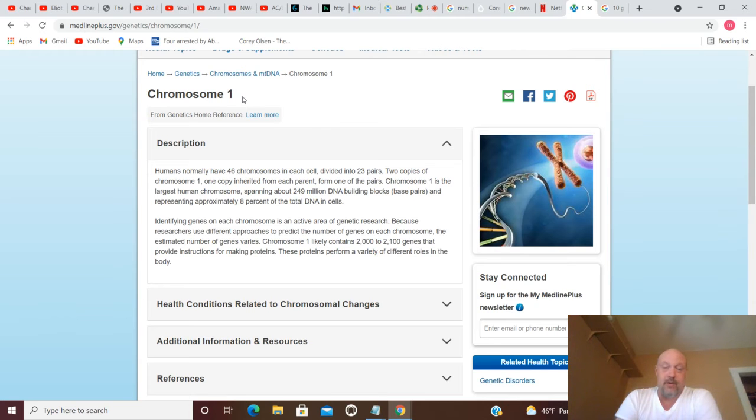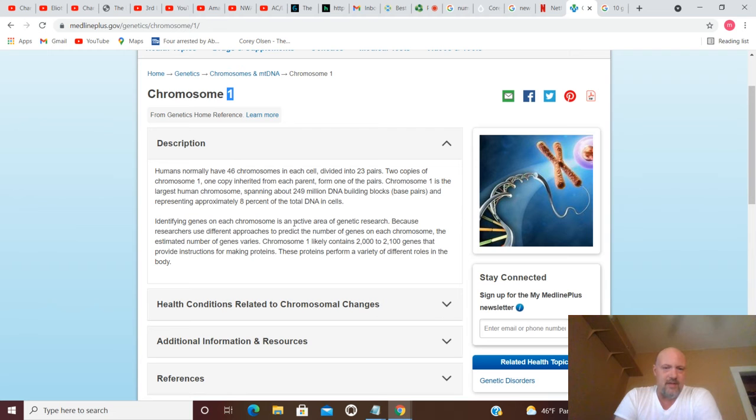So 0, 1: we went through the stock market, and now we're in genetics. So 0, 1 ends up being chromosome 1, among a couple of other things. Humans normally have 46 chromosomes in each cell, divided into 23 pairs, with 2 copies of chromosome 1, one copy inherited from each parent. Chromosome 1 is the largest human chromosome, spanning 249 million DNA building blocks, base pairs, and representing approximately 8% of the total DNA in cells.